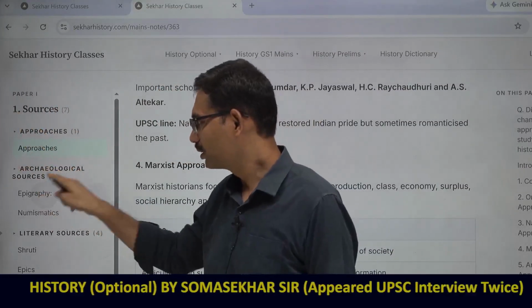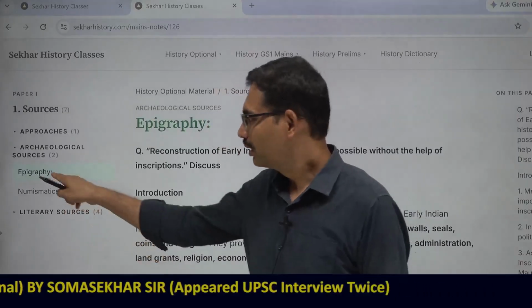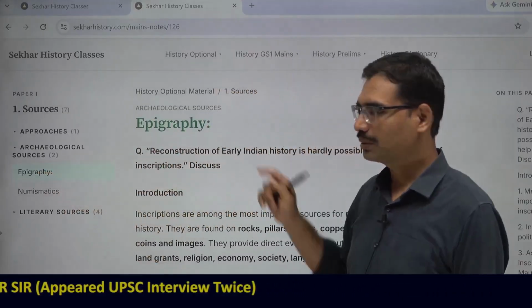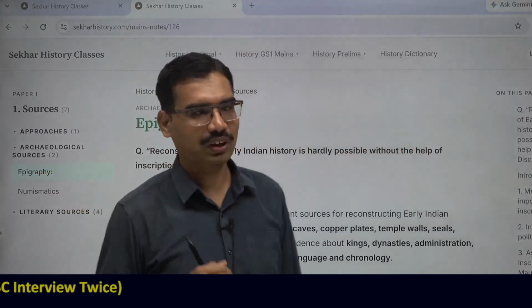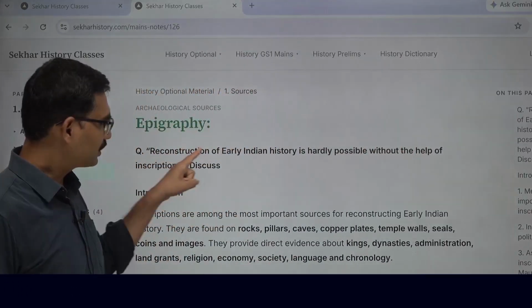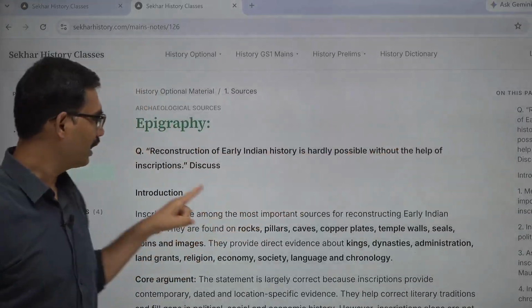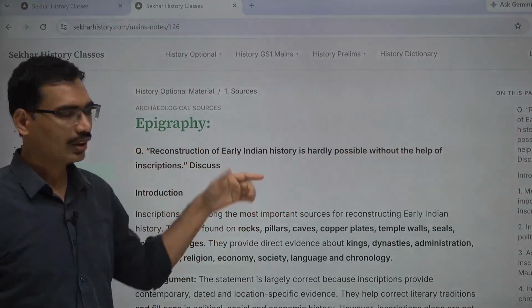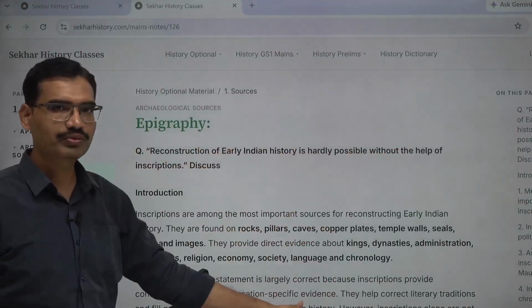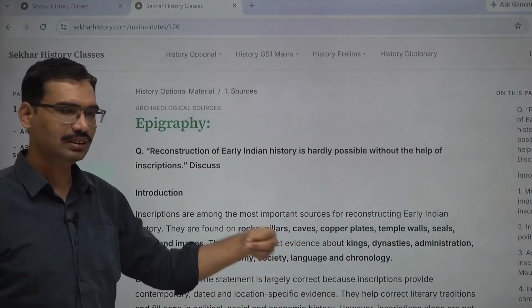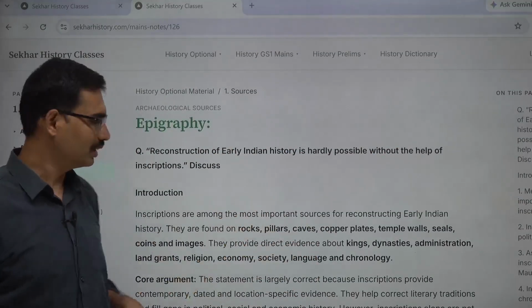Next one, second topic, epigraphy. This is related to inscriptions. And I have given one question also: reconstruction of early Indian history is hardly possible without the help of inscriptions, discuss. So here it is going to give you information about the importance of inscriptions in reconstructing our history.